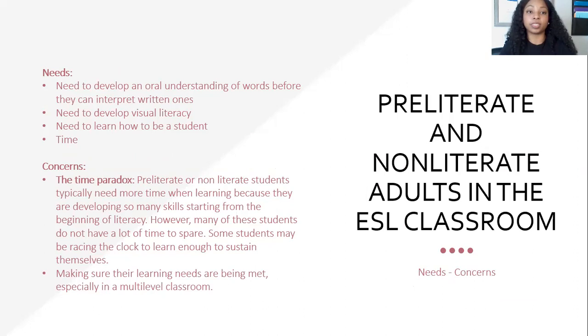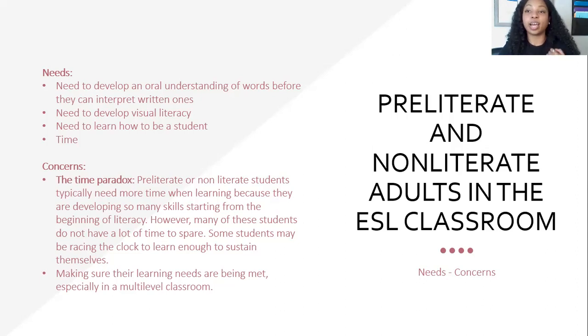The next thing I took a look at was the needs and the concerns regarding pre-literate and non-literate students. Pre-literate students need to develop an oral understanding of the words before they can interpret the written ones. That oral foundation is going to be key to them retaining English in general and as a foundation for putting on the written words. They also need to develop visual literacy, and this is especially true if their language was not written or if they have no exposure to it.